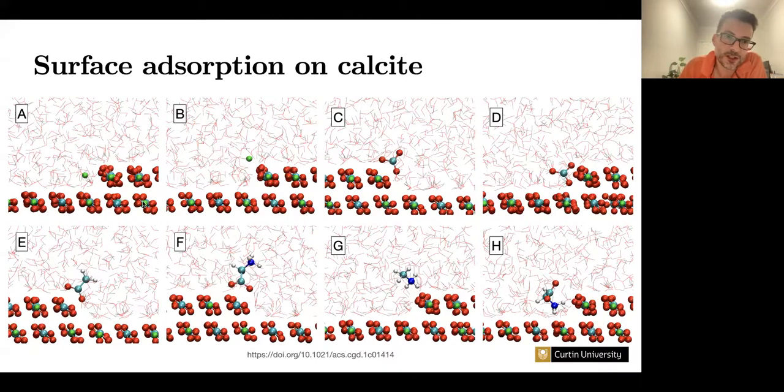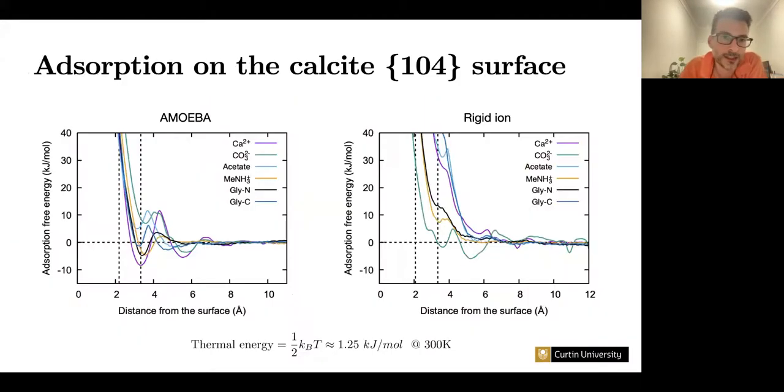So we performed a series of calculations using, again, metadynamics to calculate the free energy of adsorption of various species, both on the flat and on the stepped surfaces of calcite, using the vertical distance from the surface and the coordination number of the adsorption site as collective variables. Each simulation is of the order of 300, 500 nanoseconds, depending on the case. And yeah, we'll see what we get.